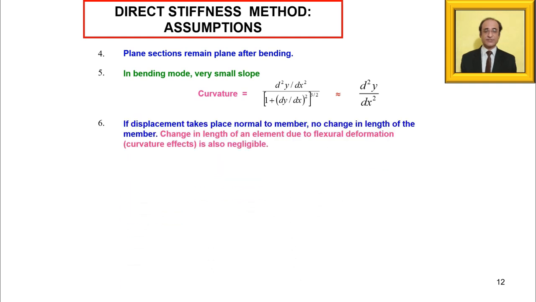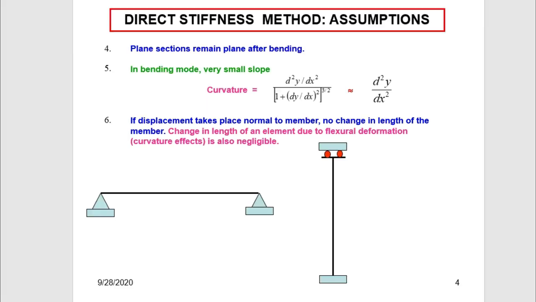Next is that if displacement takes place normal to the member, there is no change in length of the member. And the change in length of the element due to flexural deformation, the curvature effects, is also negligible. What does this mean? In very simple terms, if we have a simple member, just a pin-pin condition beam, with both sides pinned. Now let's say you apply moments at both the ends. What is your observation on the length of the member? Has the length of the member changed or not?